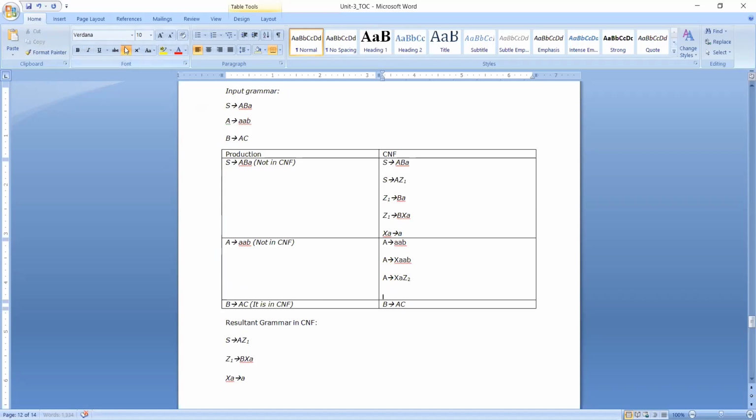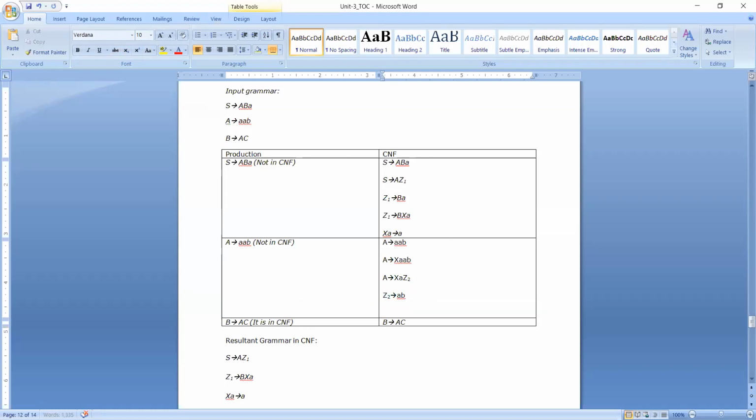What will this Z2 be? You can easily guess: Z2 will be small ab. But again, if you have a look at this, it is not available in our required form. So now we'll try to convert it into the required form.